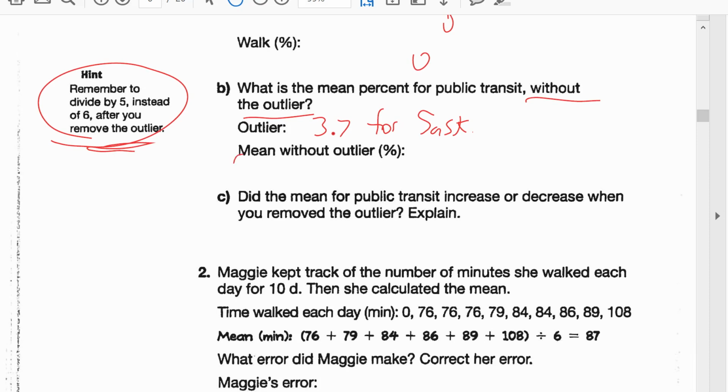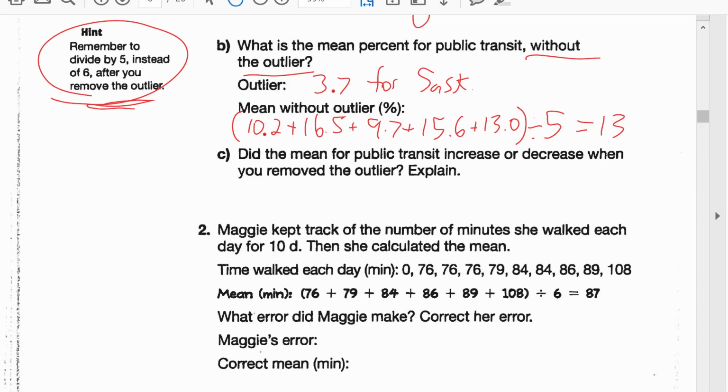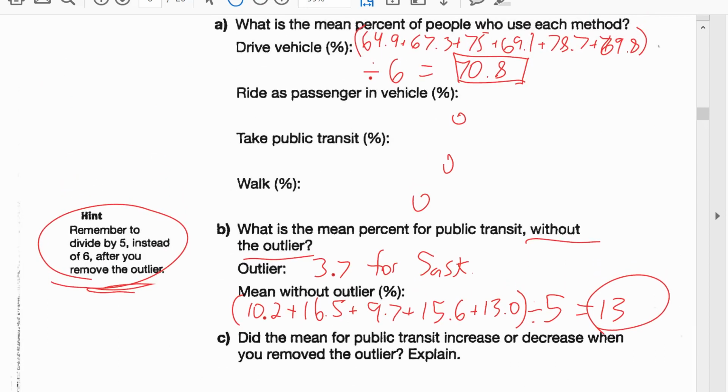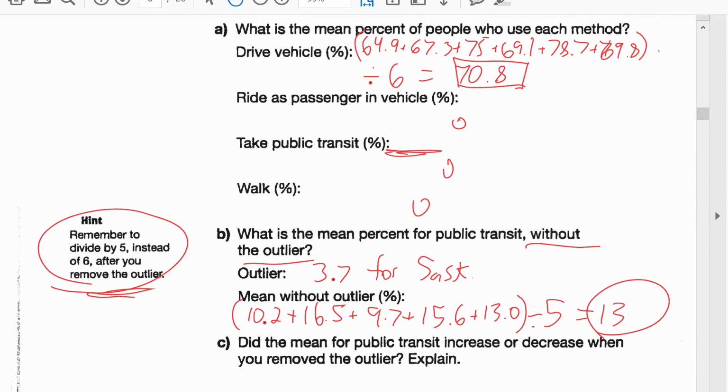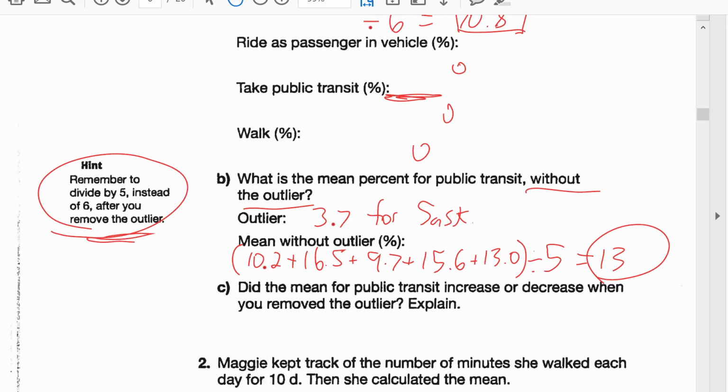Well, let's just add them now. 10.2 plus 16.5 plus 9.7 plus 15.6 plus 13.0 divided by 5 now, because we took out 1, equals 13. Did the mean for public transport increase or decrease when you removed it? Tell me, how does this compare with this one? Is it higher or lower, and why?